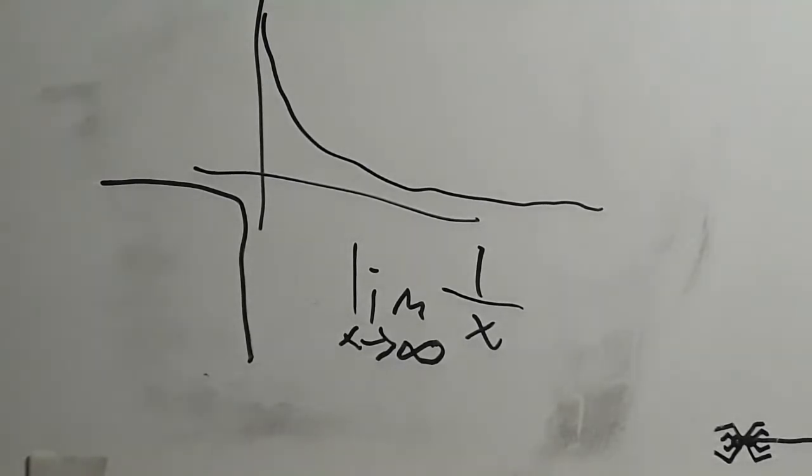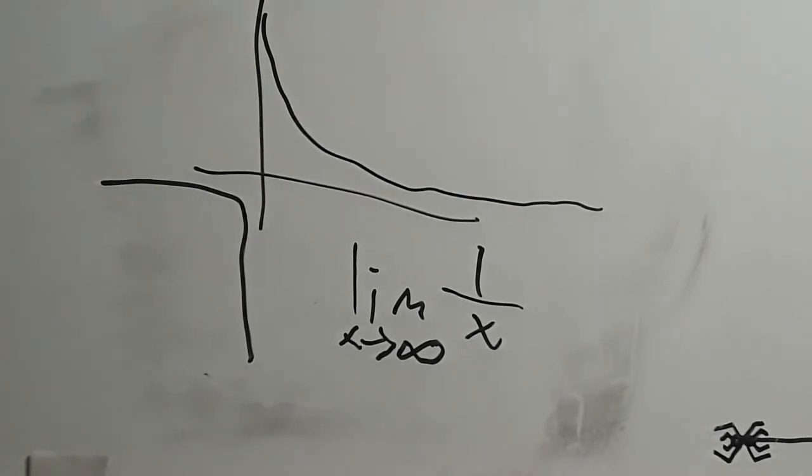Here, let's think about it this way. If I plugged in 1, it comes out to 1. If I plugged in 10, it becomes a tenth. If I plug in 1,000,000, it becomes a millionth. When does that approach 0? Well, if it's at infinity, we can assume that it's already at 0.